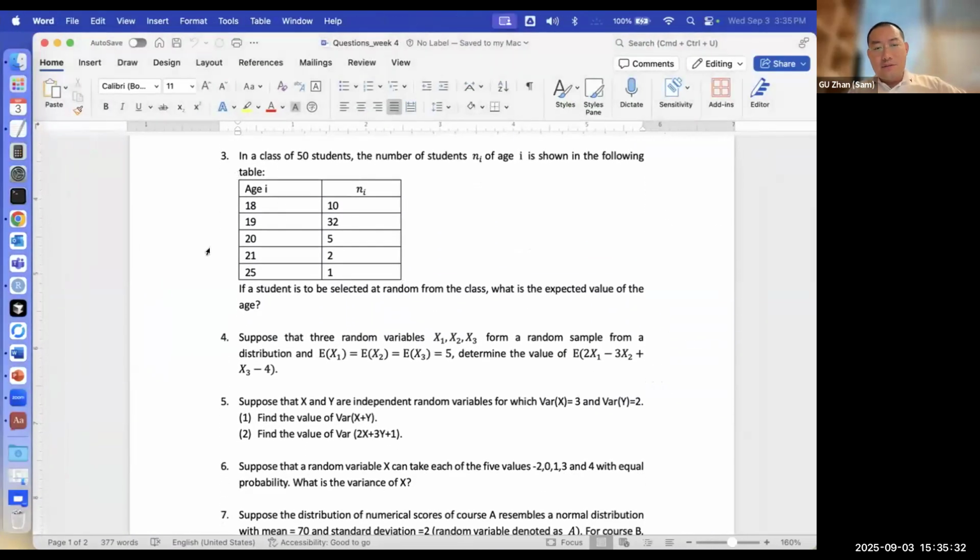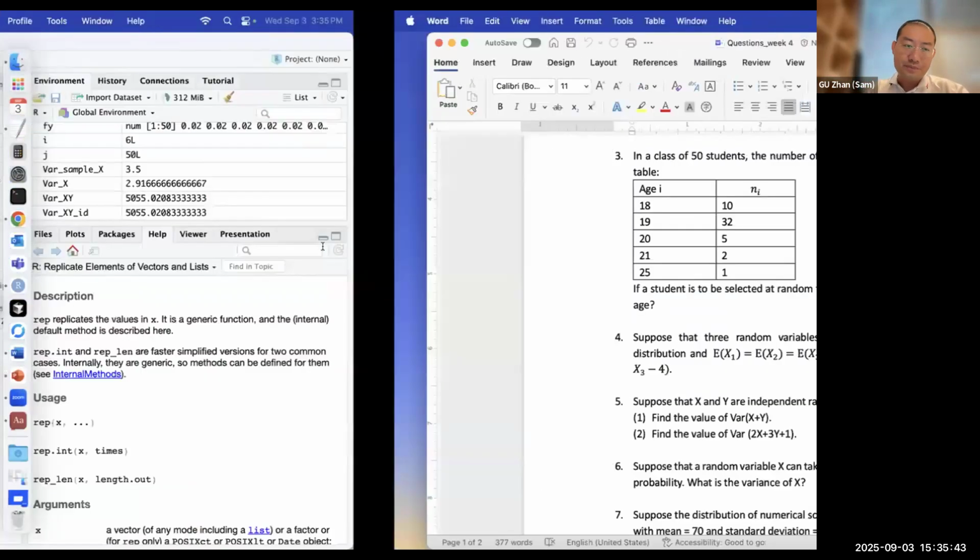Question 3, straightforward. 50 students, number of students 50. Then I show the following. Then how many of you are 18 years old, 19, 20, 20? Okay, so that's one. So expected value.